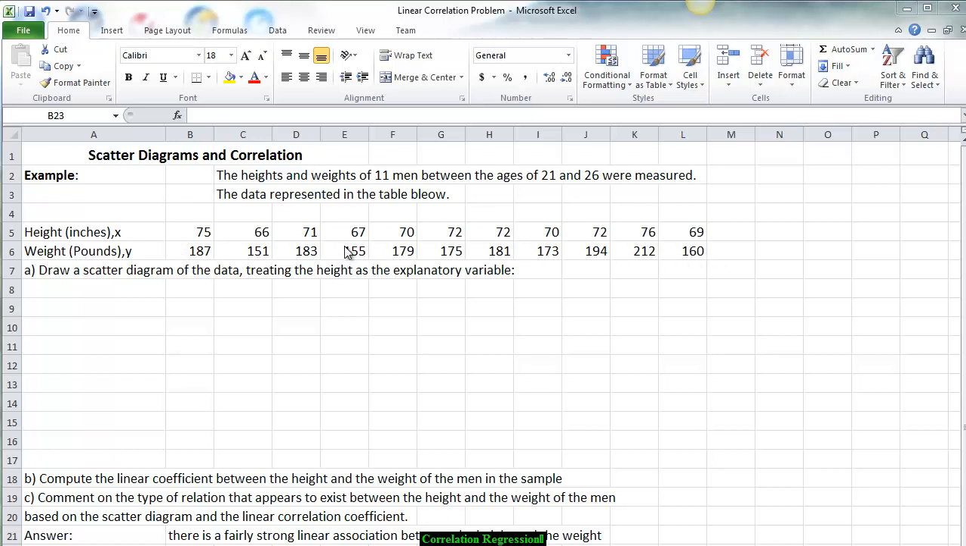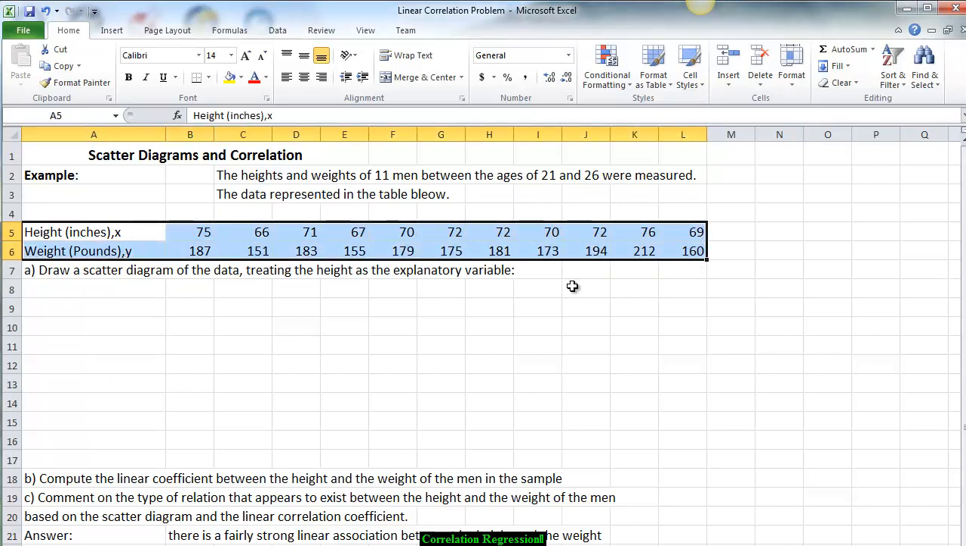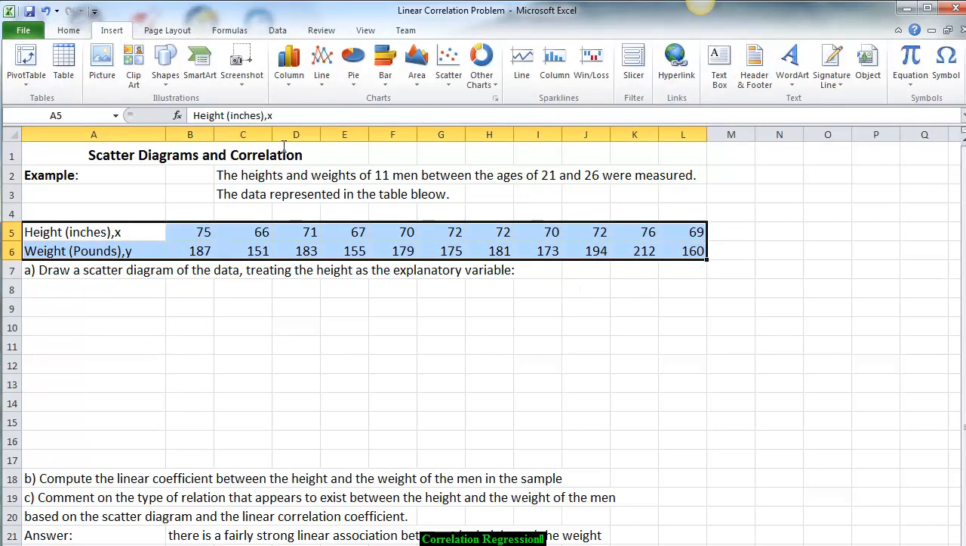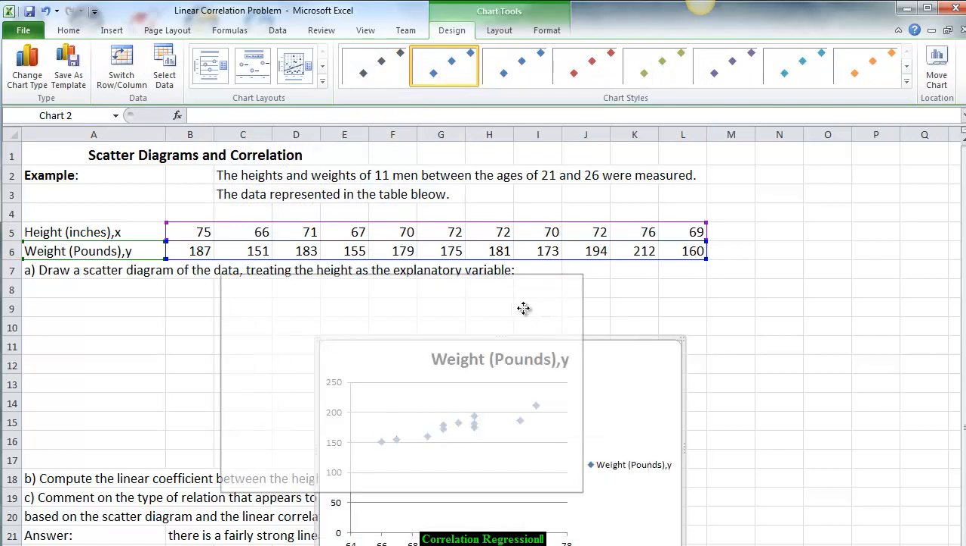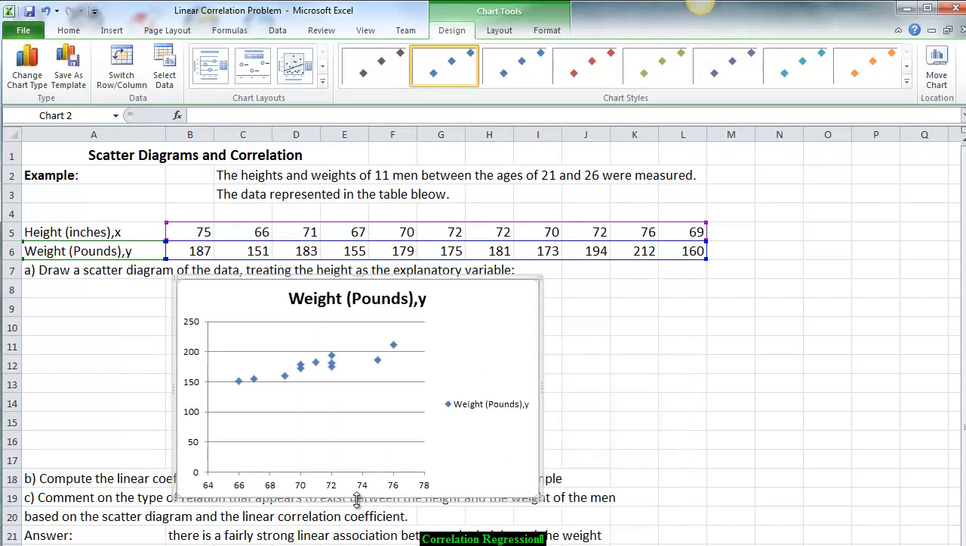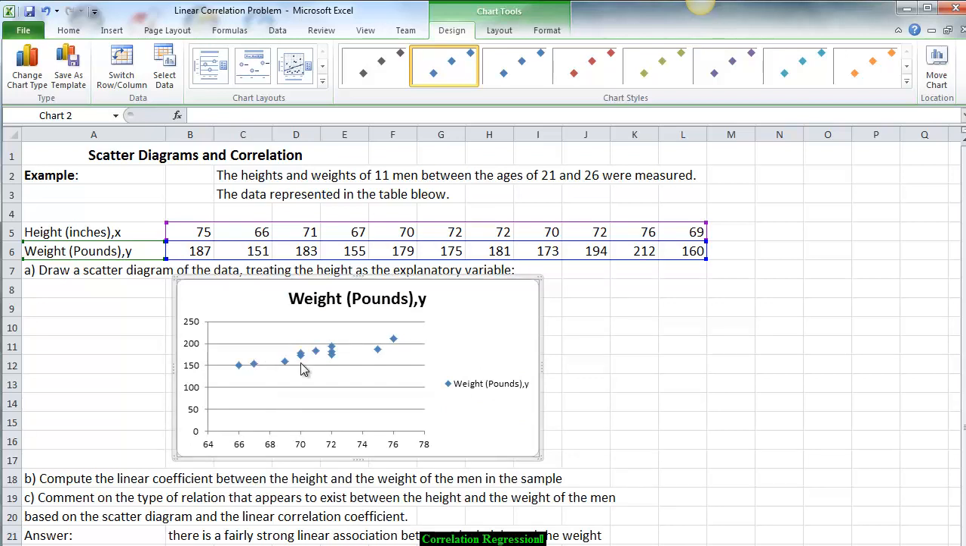And we're going to want to determine whether or not there is a linear relationship between the height and the weight of the men. So looking at our data, we want to draw a scatter diagram. So we click on these two rows, go to Insert, and choose the Scatter Plot. We only want the points, and here we have the scatter diagram of this information. Just looking at the plot, we notice that there appears to be a linear relationship between the height of the men between 21 and 26 and their weights.